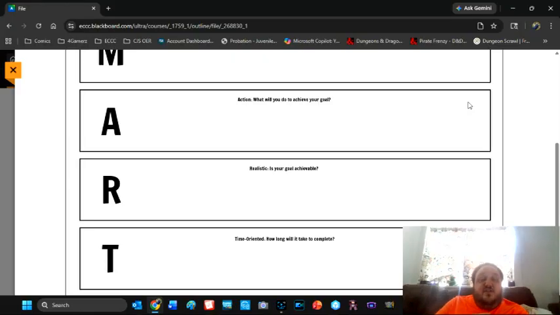I'm not asking you to throw out all your dreams. But what I'm asking you to do is, when you're thinking about your goals, when you're thinking about what you want to do, yes, I want them to be specific. I want them to be measurable and actionable, but I want them to be achievable. I want them to be realistic. And I want you to be realistic with the time. How long is it going to take you to achieve that dream?